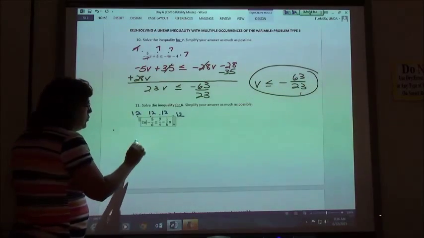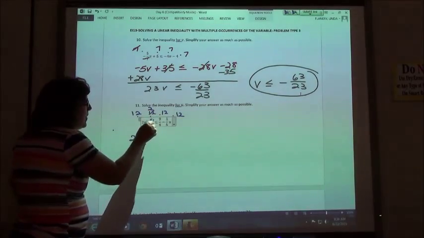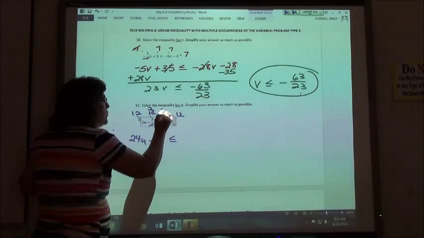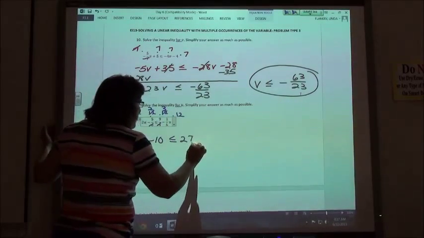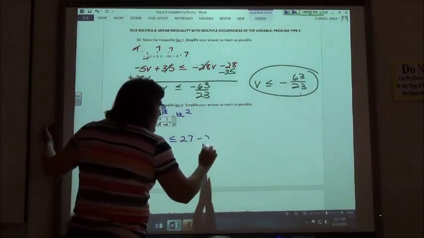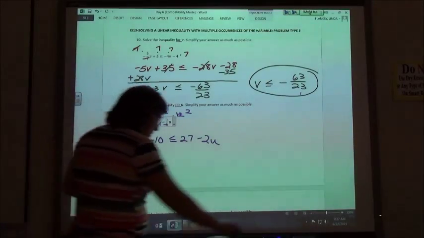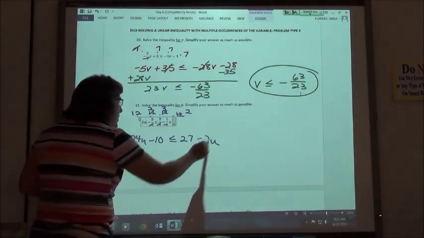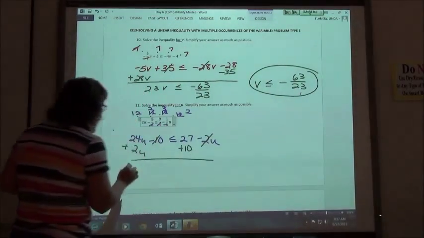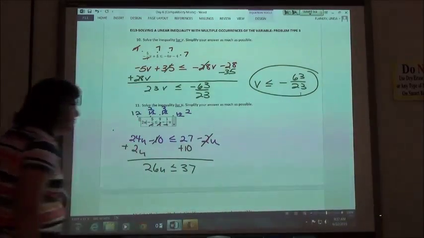So 12 times 2u would be 24u. 6 goes into 12. 2 times my minus 5 would be minus 10. Is less than or equal to. 4 goes into 12. 3 times 9 is 27. 6 goes into 12. 2 times negative 1u would be negative 2u. So I've gotten rid of all of my fractions. I need to rearrange stuff, so I'm going to add my 2u and add my 10. So 26u is less than or equal to 37.